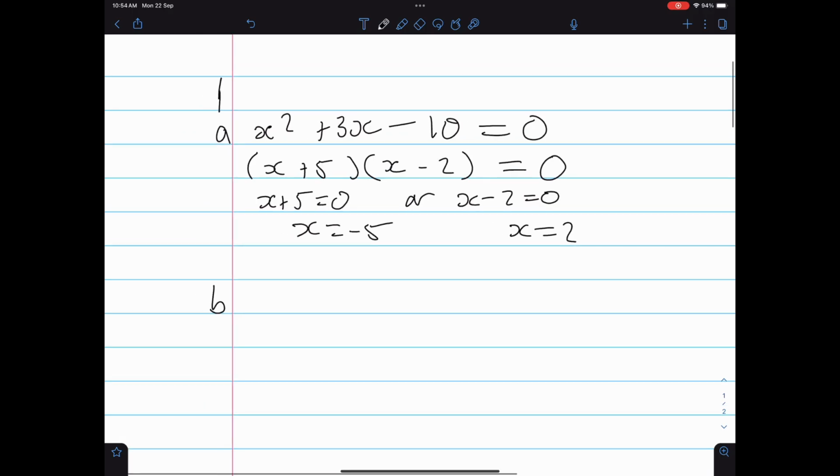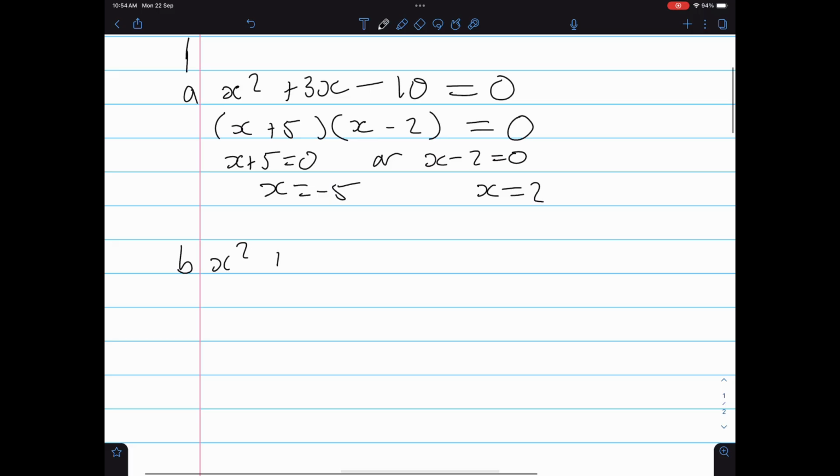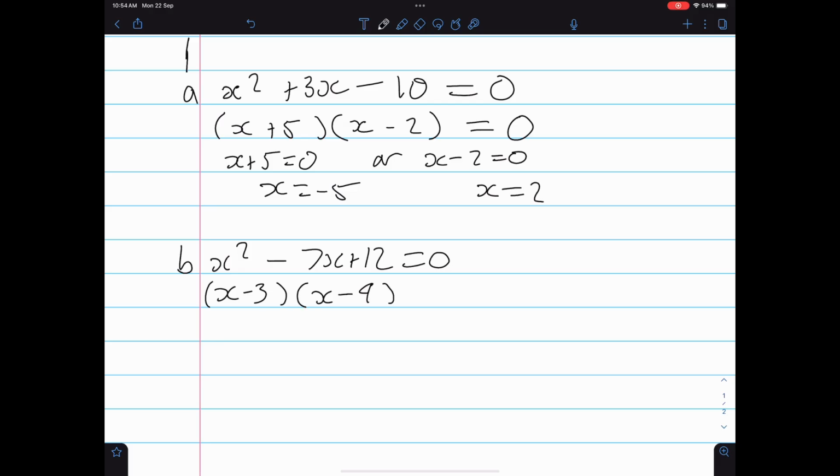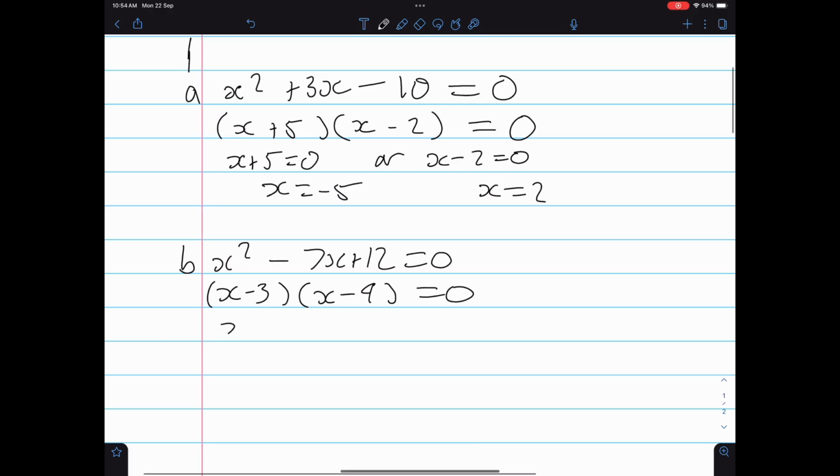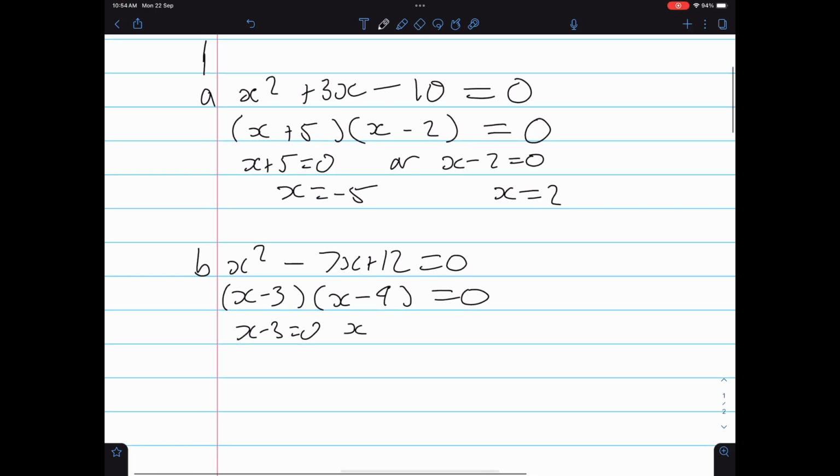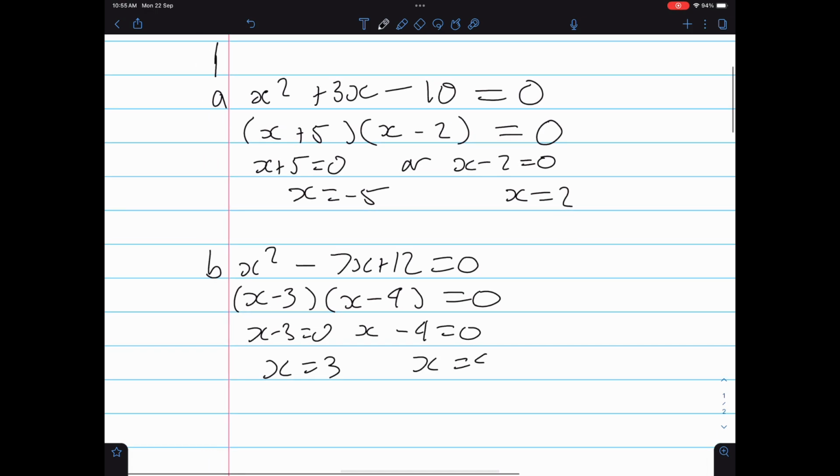Then next we have x squared minus 7x plus 12 equals 0. And again, we want two numbers that will multiply to 12 and add to minus 7. So we'll have x minus 3 and x minus 4. And that will mean x minus 3 equals 0 or x minus 4 equals 0. That means x equals 3 or x equals 4.